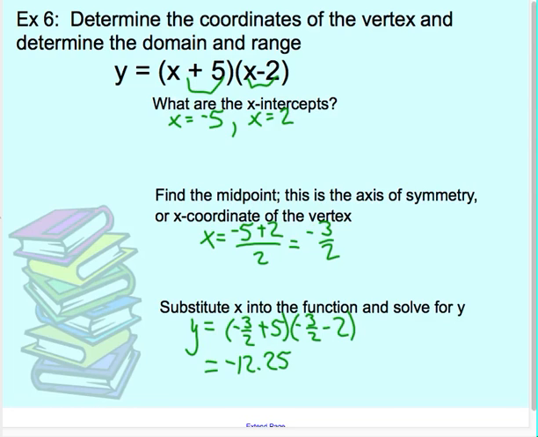Talking about domain and range, it's a quadratic function, so our domain is all real numbers. Looking at the a value, there's no coefficient outside those parentheses, so our a value is +1, so it opens up. So our range is greater than or equal to the y value of our vertex, -12.25. Also, let me back up. We need to write our vertex as an ordered pair. So the x-coordinate was -3 halves, and the y-coordinate was -12 1/4.